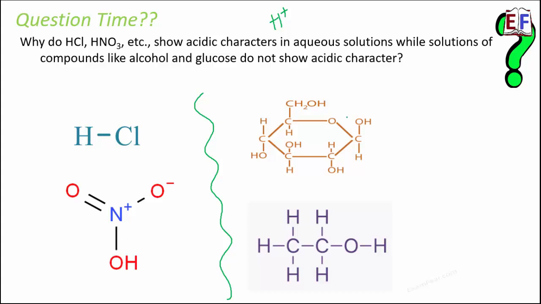But when you look at the structures of glucose or alcohol, you see that they also have hydrogen, but they do not release hydrogen ions in water. That is because the hydrogen in their case is very strongly bonded either to the oxygen or to the carbon, and therefore it does not readily come out of the structure, and so they do not show acidic character.